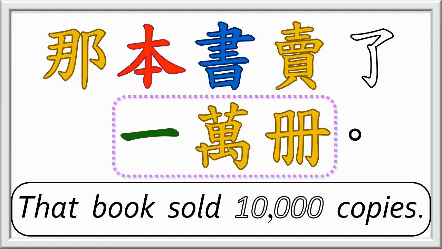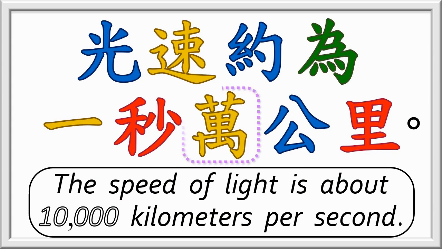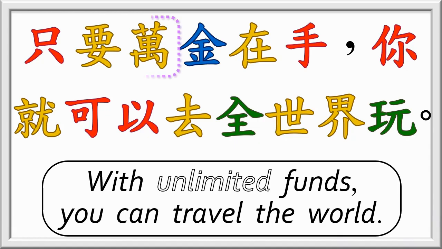那本书卖了10000册。That book sold 10,000 copies. 光速约为1秒1公里。The speed of light is approximately 10,000 kilometers per second. 飞机飞行到20000英尺之高。The airplane flew to an altitude of 20,000 feet. 只要万金在手，你就可以去全世界玩。With unlimited funds, you can travel the world. 万金在手 is not a fixed idiom, but you can see how one can simply function as a huge number.